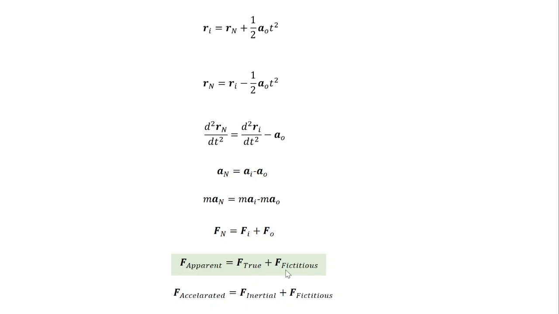Or alternatively I can write F accelerated equals F inertial plus F fictitious, where the left-hand side is the force measured in the accelerated frame and this is the force measured in the inertial frame. If you compare inertial and non-inertial frames, you can easily notice that in a non-inertial frame the analysis is much more tedious, because your acceleration and force are getting manipulated by the frame itself. So whenever possible, if you have a choice, choose an inertial frame to study motion.